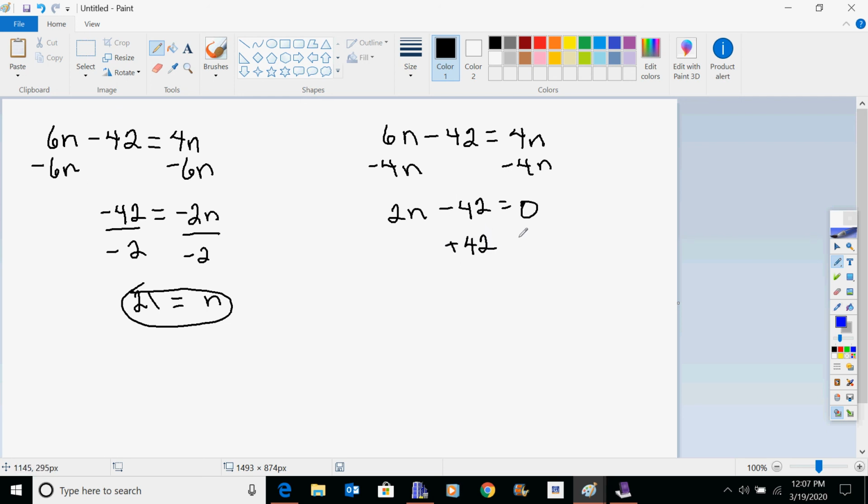I want to get rid of this 42 now, so I'm going to add it to both sides. Inverse operations. To get rid of negative 42, add 42. And then divide by 2 on both sides, and you get n equals 21.